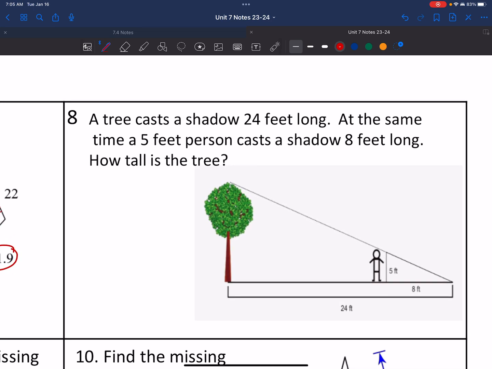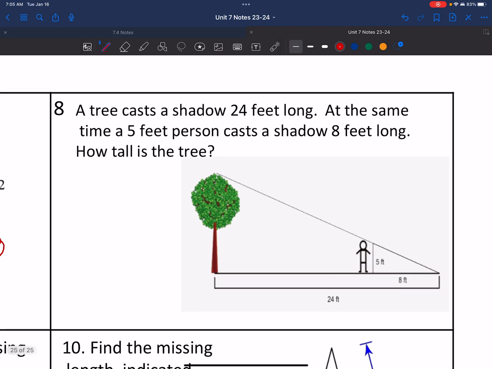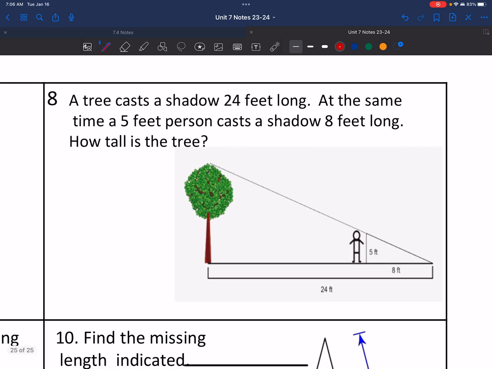All right. Now, it says a tree casts a shadow 24 feet long. At the same time, a 5-foot person casts a shadow 8 feet long. How tall is the tree? So we have two similar right triangles, okay? And we've got to figure out how tall this tree is.